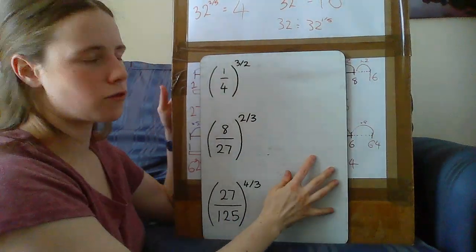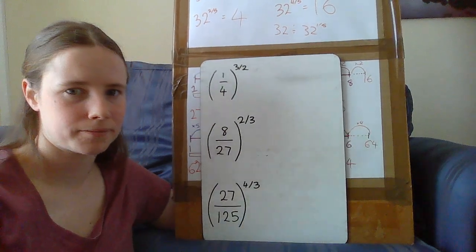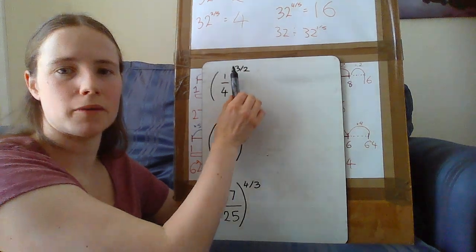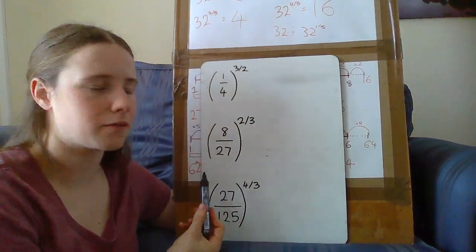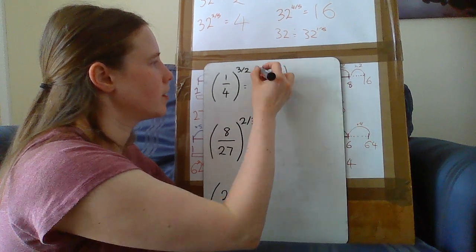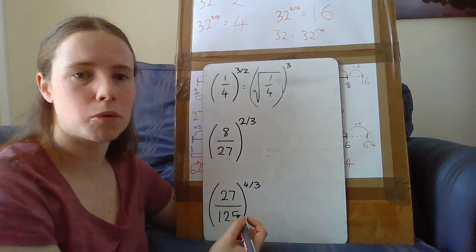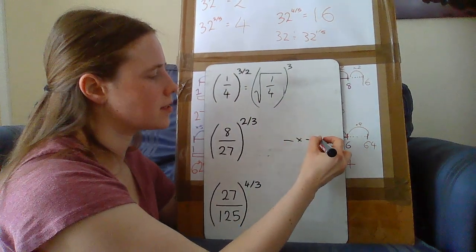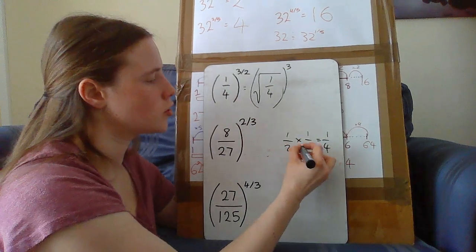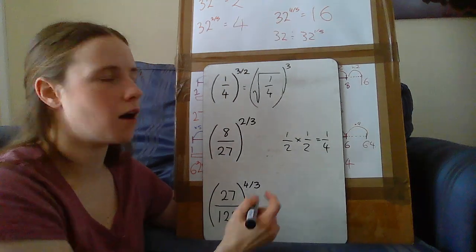Okay, here are 3 examples of fractions to the power of a fraction. So first of all, this 3/2 means I'm going to square root and then cube. So I'm just going to write that down first of all. I'm going to square root a quarter, then I'm going to cube my answer. Now, to do the square root of a quarter, I'm thinking what times itself gets me 1/4. 1 times 1 gets me 1, 2 times 2 gets me a 4. So the square root of a quarter is a half.